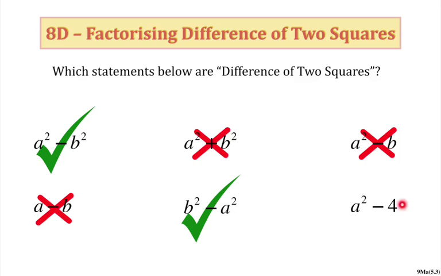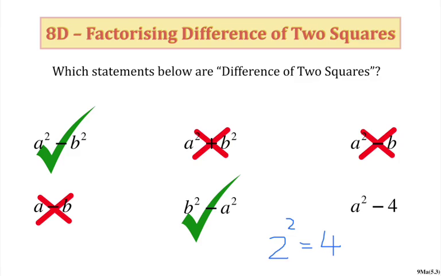Now, the last one is a trick one. Let's have a look at it. A difference, yes. Two terms, yes. Both squares? Well, the answer is actually yes, because A times A gives A squared, and we can see the squared sign there. What about the number 4, though? Well, what we need to remember is this. 4 is a perfect square because 2 squared is equal to 4.